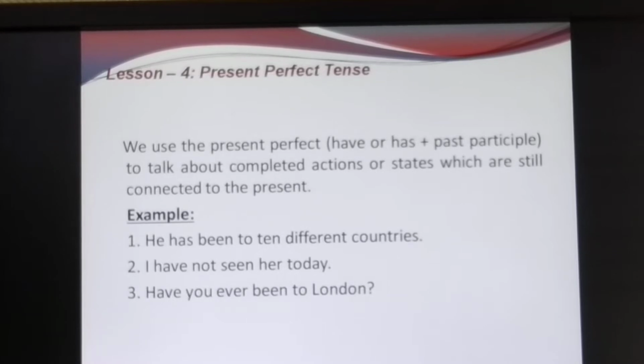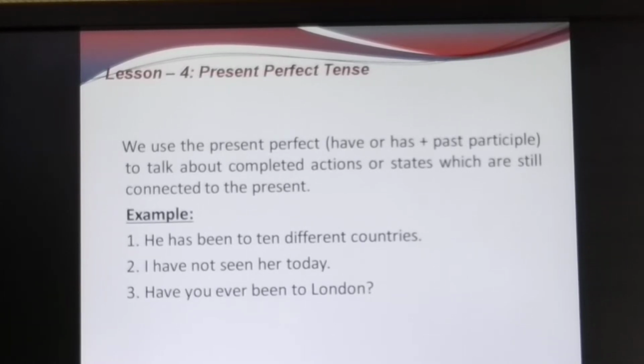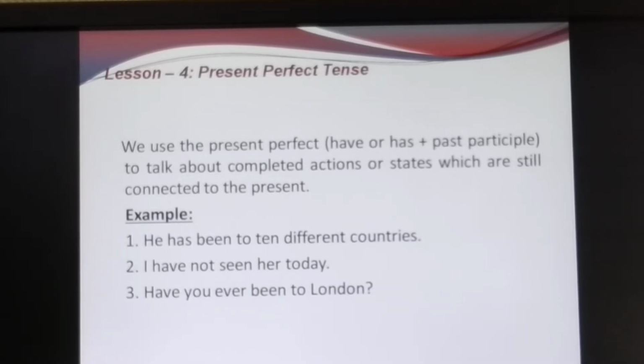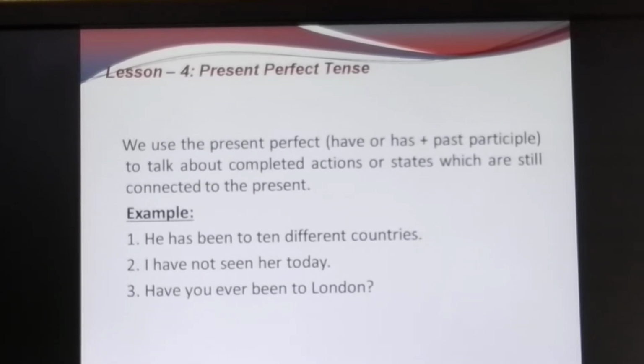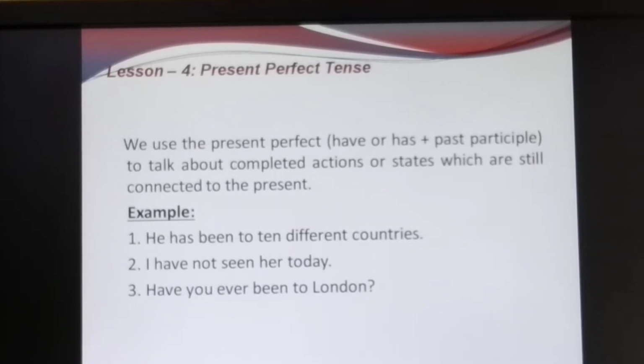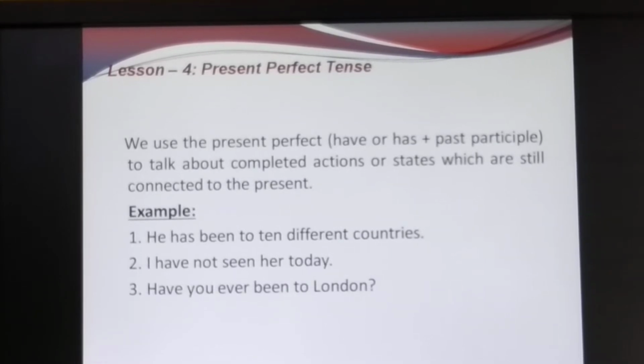As for example, he has been to 10 different countries. I haven't seen her today. Have you ever been to London? In all those examples, you can see that at first we have used the subject, then we have used have or has as the helping verb, then we have used the past participle form of the verb. In all these actions, there is something in common: the effect is still present at the moment and they are still connected.